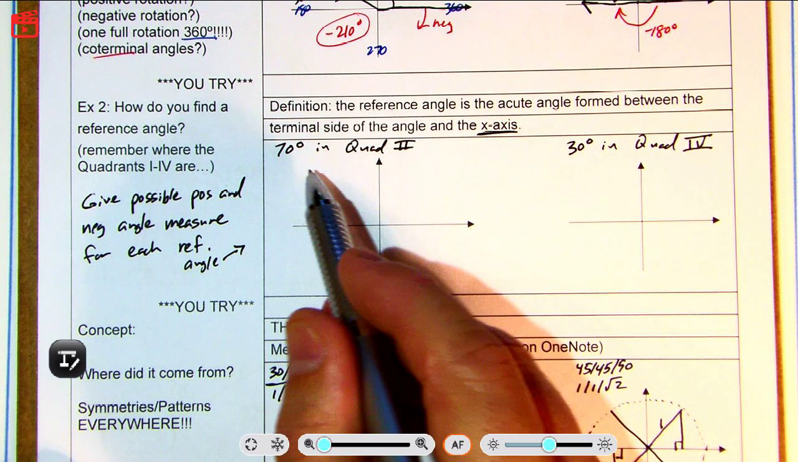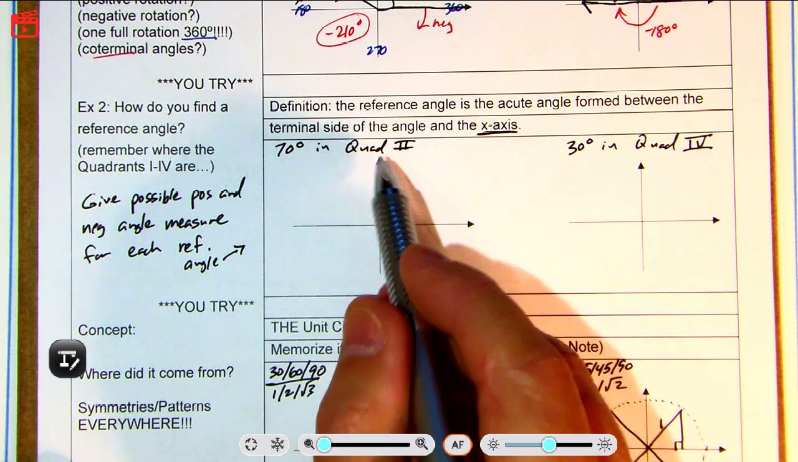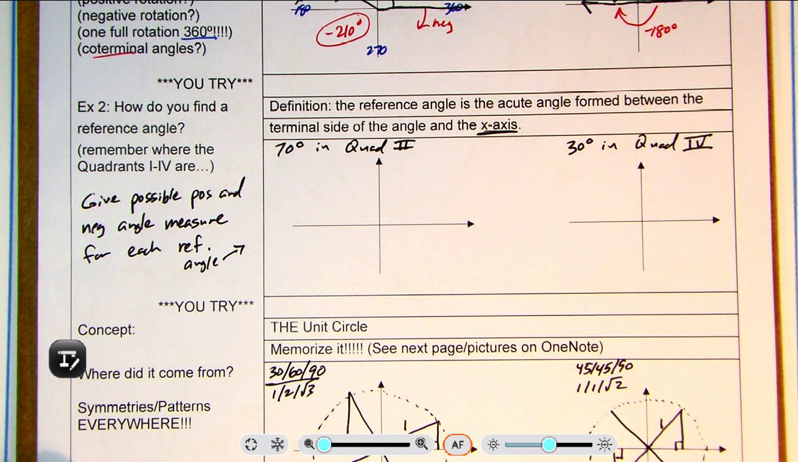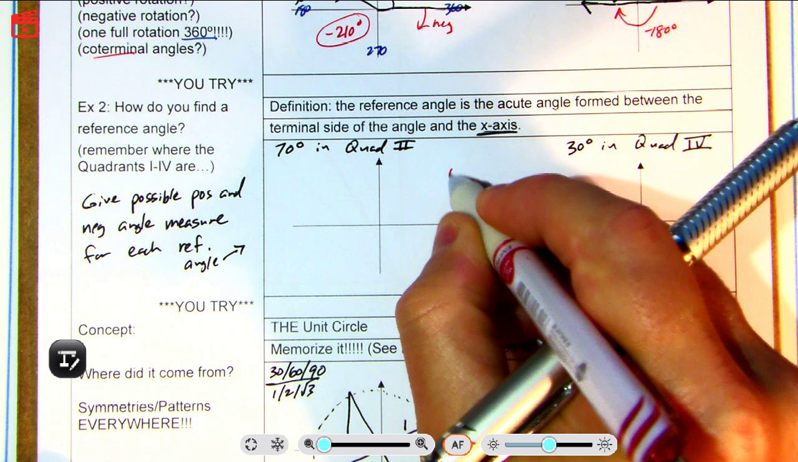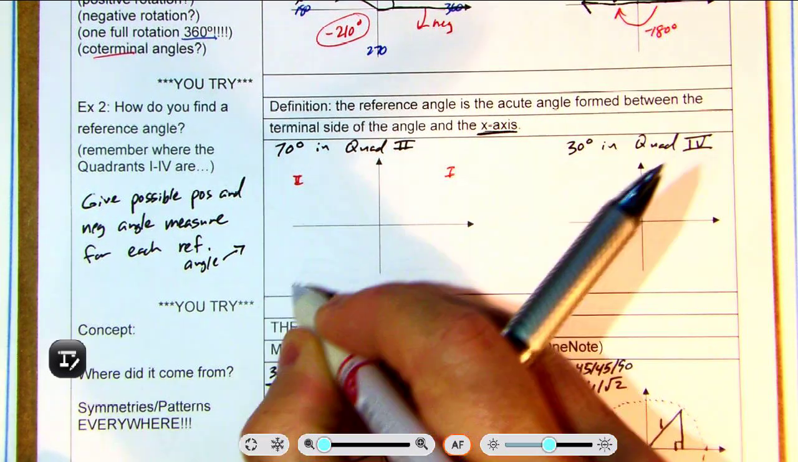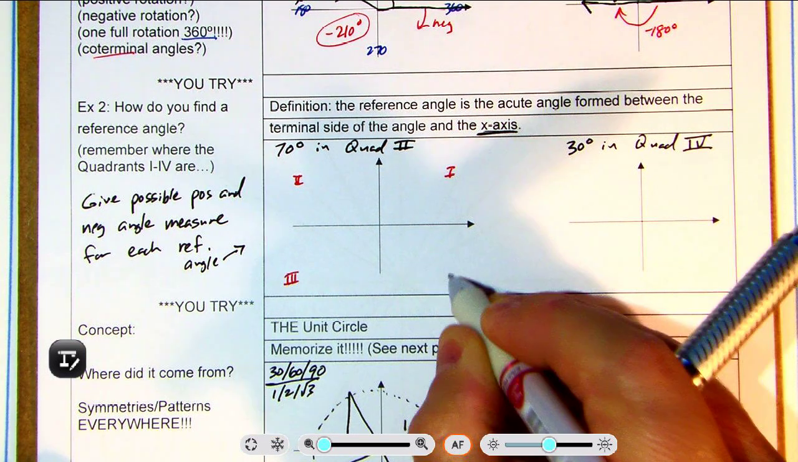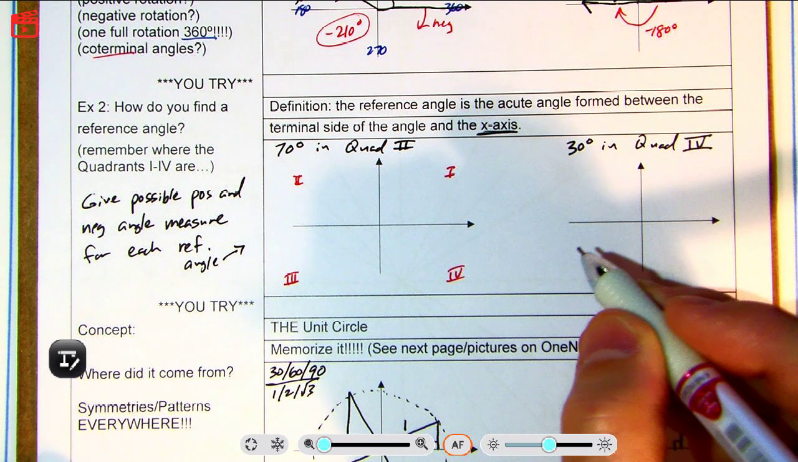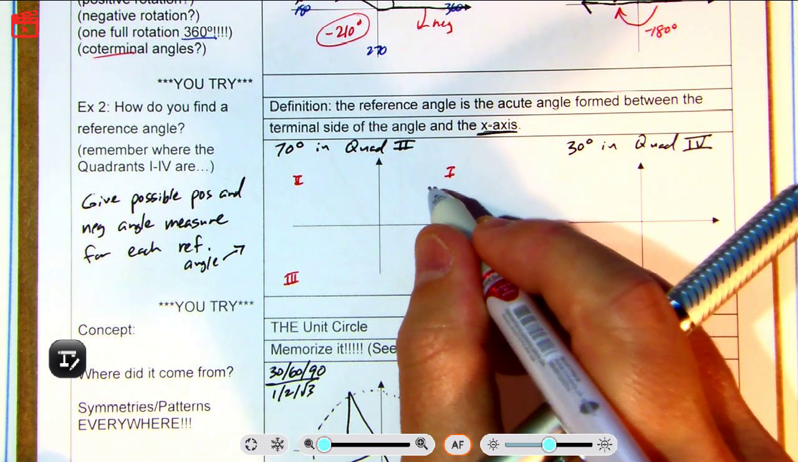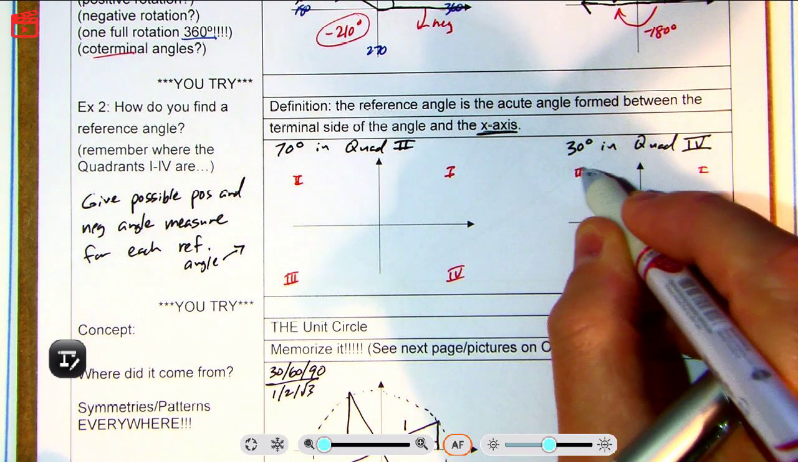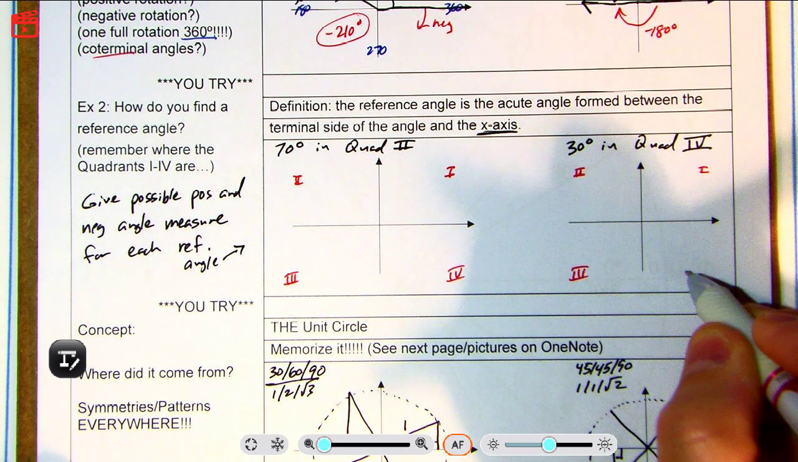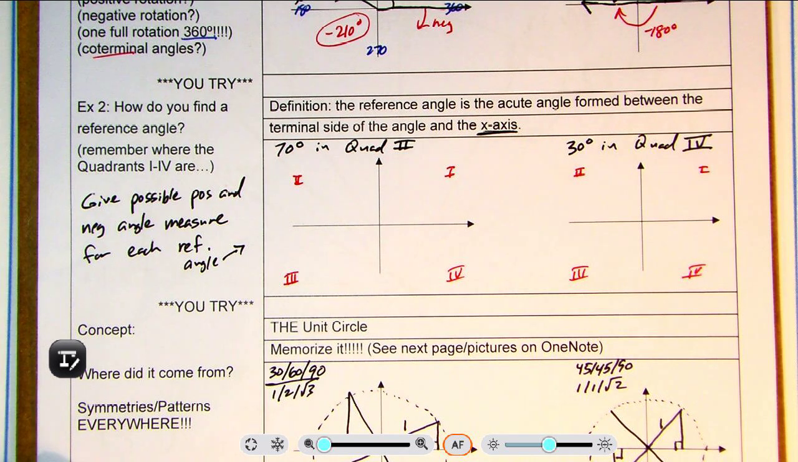So if I was to draw a 70-degree reference angle in quadrant 2, we need you guys to remember where the quadrants are. I'll just write it down like this. There's quadrant 1, 2, 3, and 4. So you got to remember the quadrants go like this: 1, 2, 3, 4. That's how they always go. I'll do it over here so you can reference that. You probably should do the same thing in your notes so you remember that.